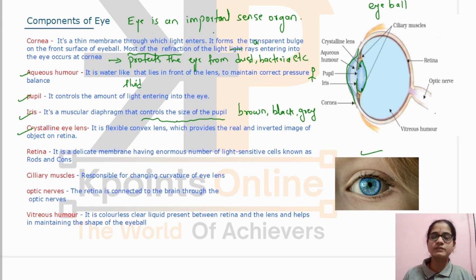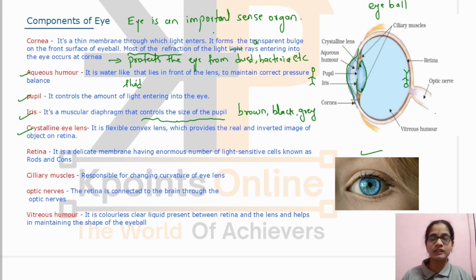Suppose the object is this, any person you are seeing. Then how is the image formed on this retina? It will be real and inverted. But you may wonder, we are seeing the world upright. We are not seeing any inverted image. We are not seeing any inverted object here.